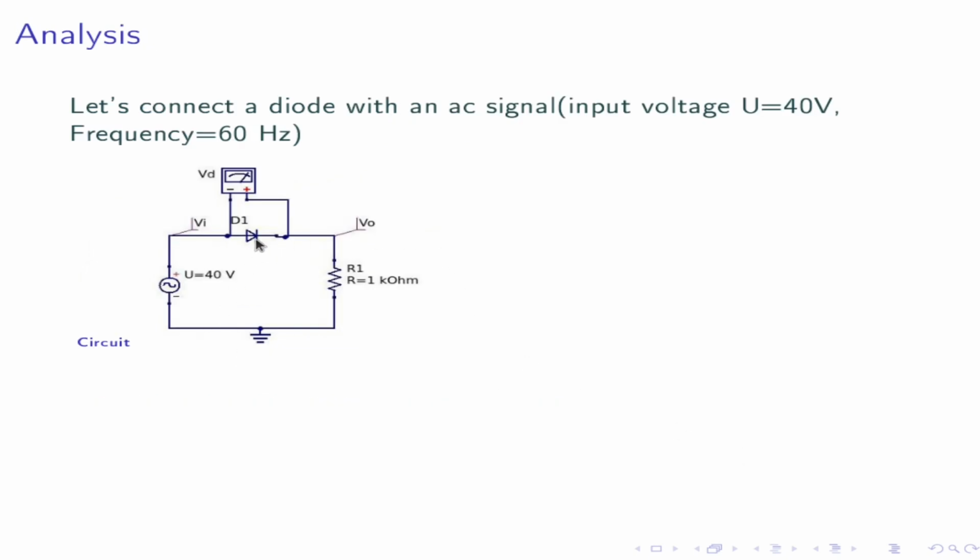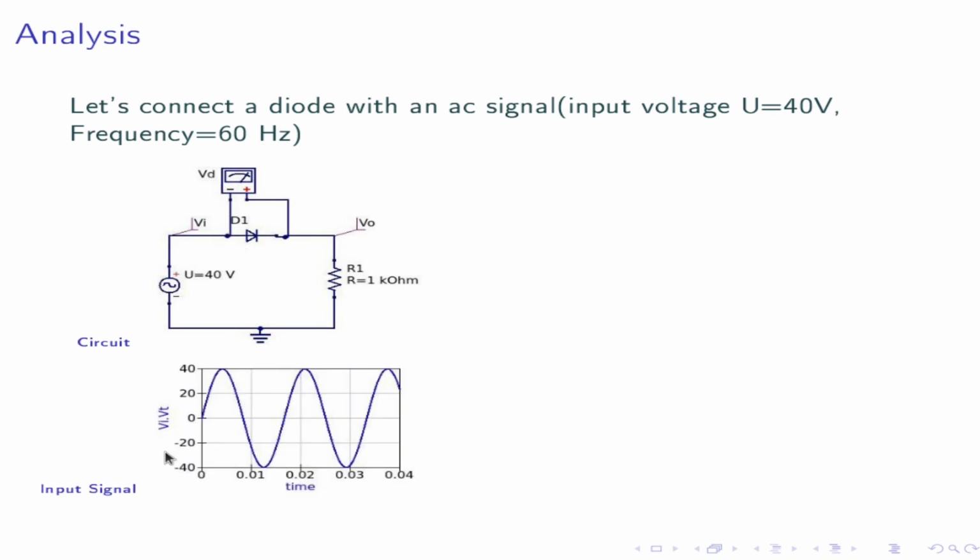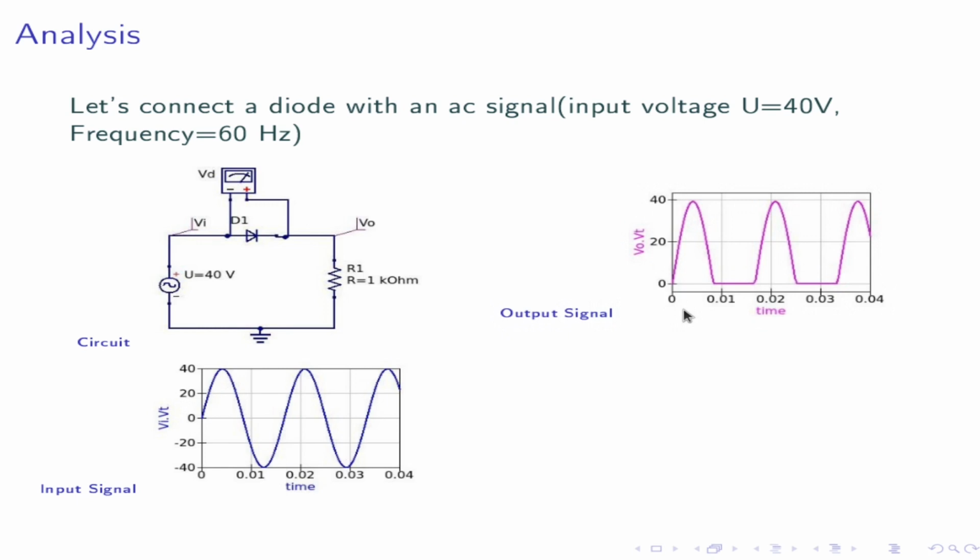Here the diode is connected to an AC signal of frequency 60 Hz and peak to peak voltage 40. We are going to measure the input voltage, the output signal across the load resistance R of 1 kilo ohm, and the voltage across the diode. This is the input signal, 40 volt peak to peak and 60 hertz frequency. The output signal is this one.